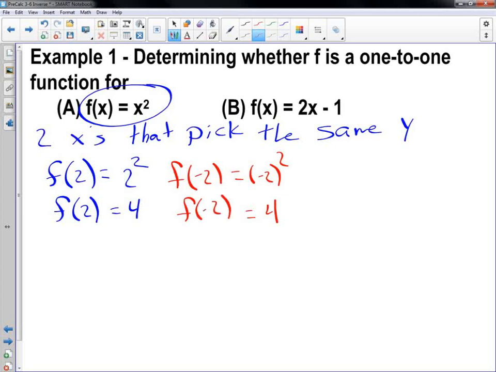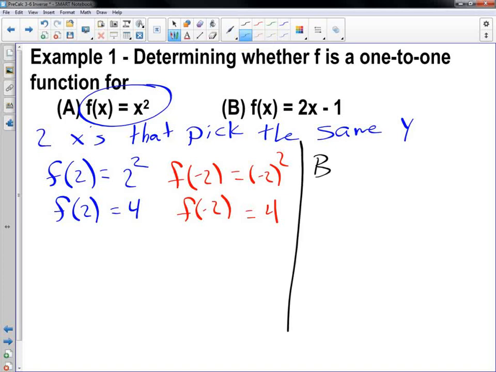Is it a one-to-one function? Is this one a one-to-one function? No, because a one-to-one function means that if you put in two different x's, I should get two different y's. Okay? So this one's not one-to-one. Okay. Let's look at B.